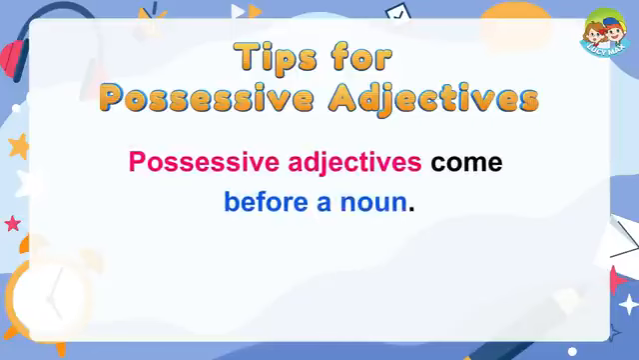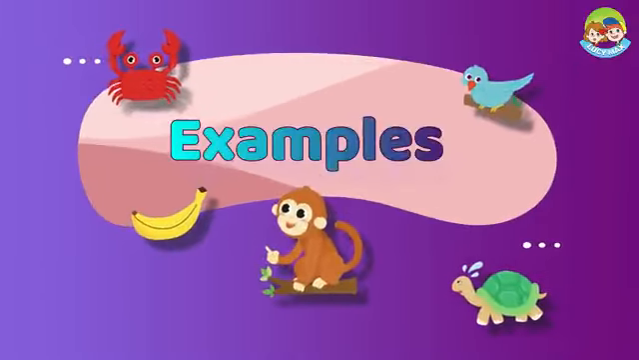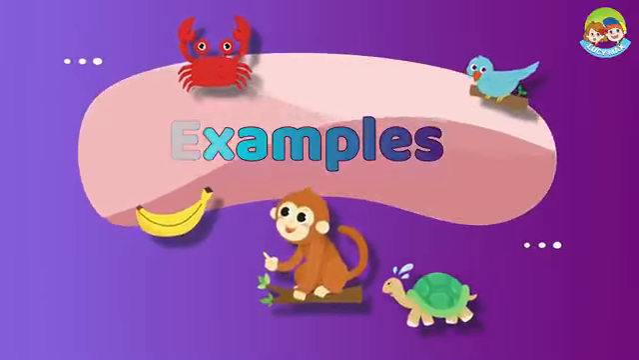Possessive adjectives come before a noun. You don't use a or an with possessive adjectives. Examples. Let's look at some examples.